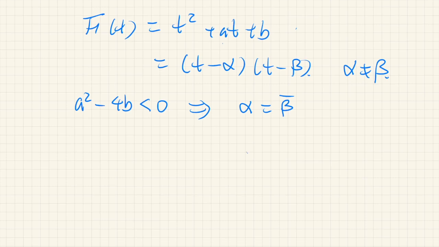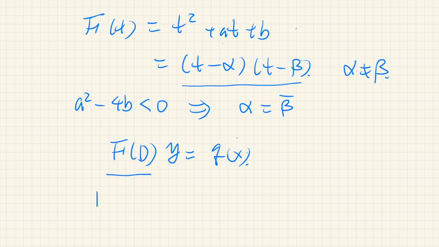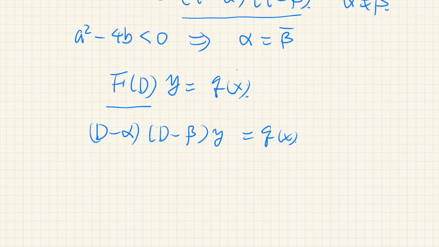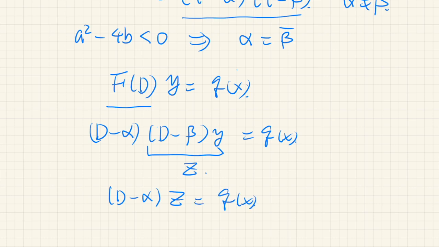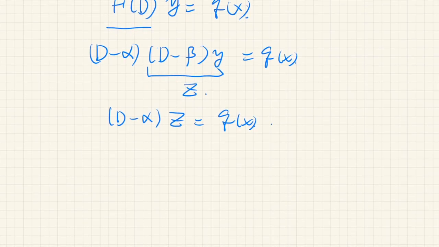Anyway, there's nothing special about this form of differential operator, and now we try to solve this differential equation where q of x is not 0. Okay, so this operator is factorized in this way. So we have (D minus alpha)(D minus beta) y equal to q of x. Okay, and let this part be z. So we have (D minus alpha) z equal to q of x. Now let's solve this inhomogeneous differential equation.